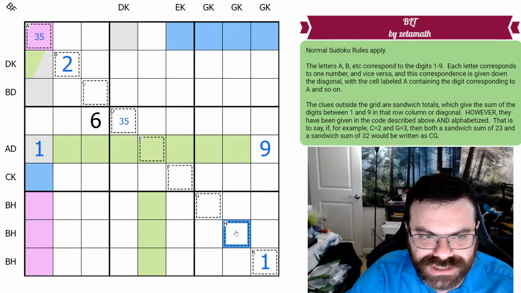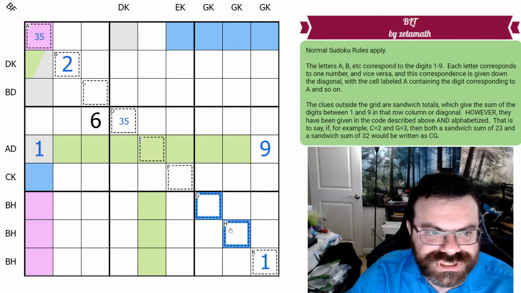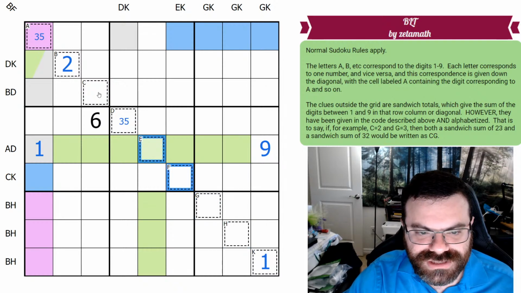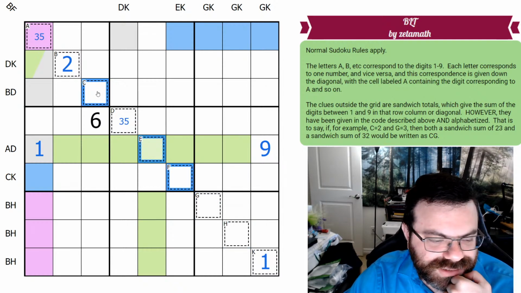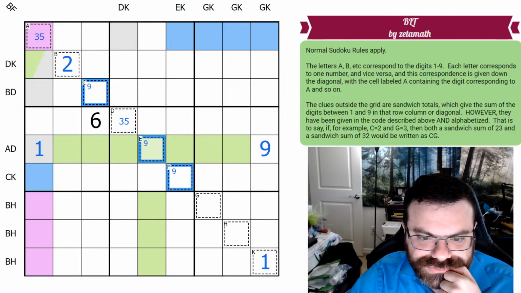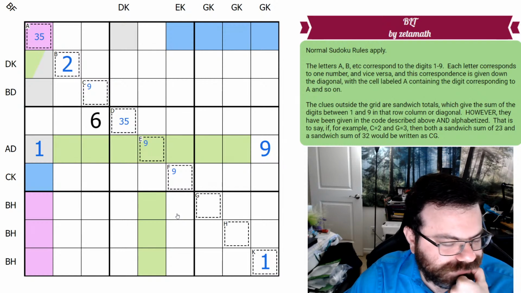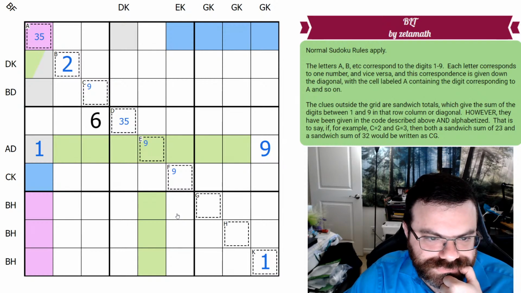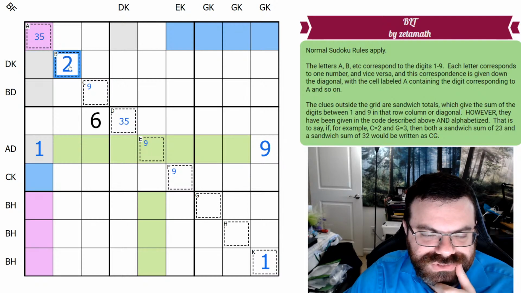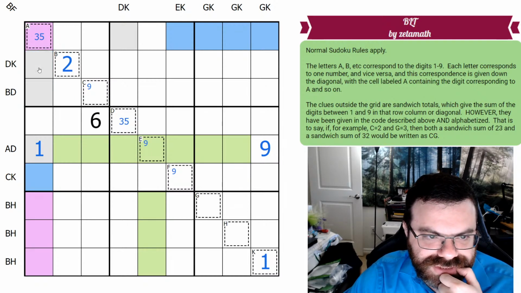H can't be 9 because of this diagonal. In fact, yeah, neither H nor G can be 9. So 9 is either F, E, or C. Is there some way I can narrow that down? I'm not sure. I hope I remember what that means. Oh, I was kind of assuming that was a 1 for some reason, but no, you're right, it's not green.